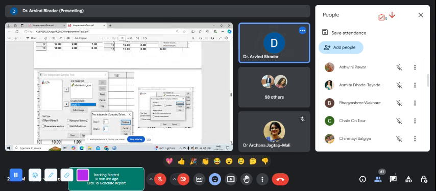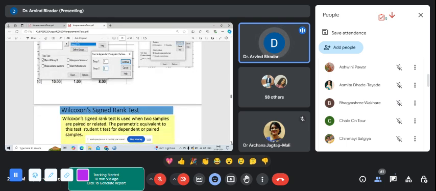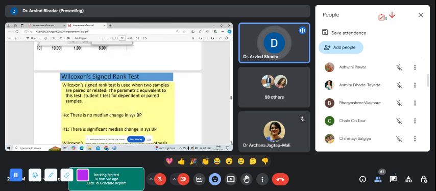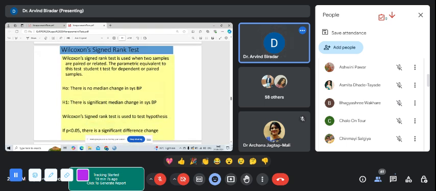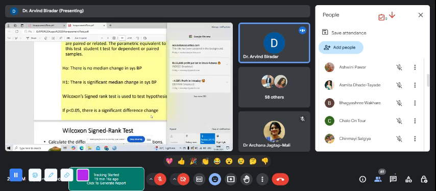I'll show all these things. The second one is the Wilcoxon signed rank test. The problem is related to BP. Just one minute.